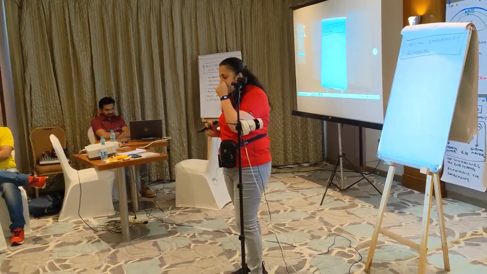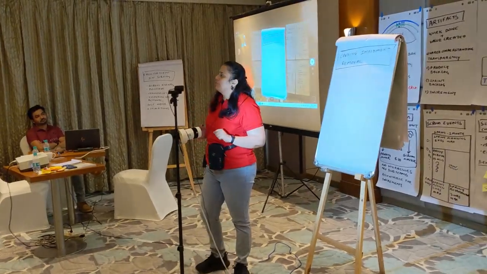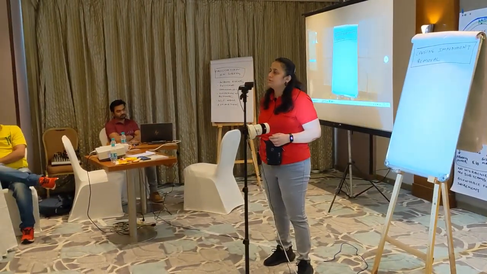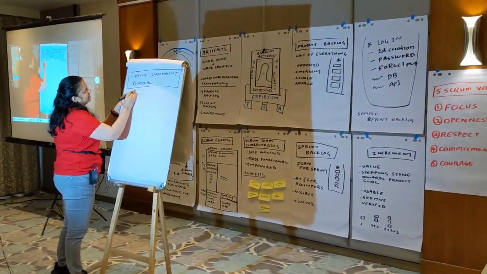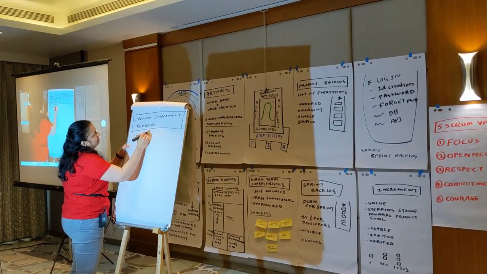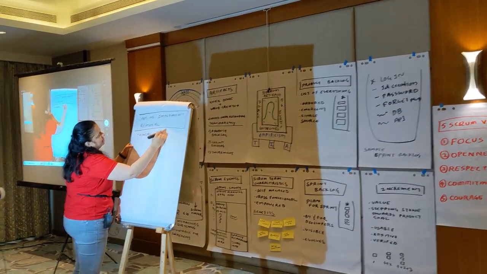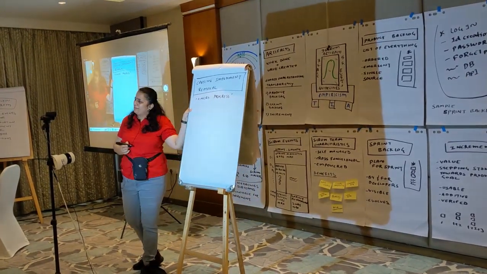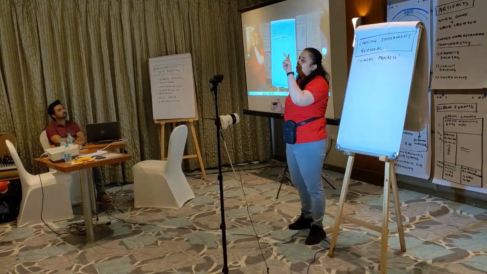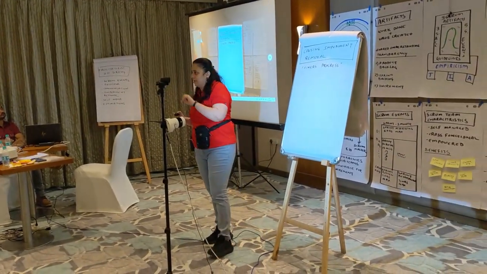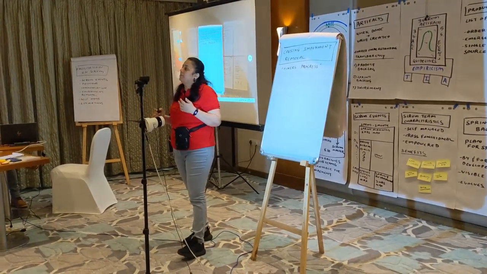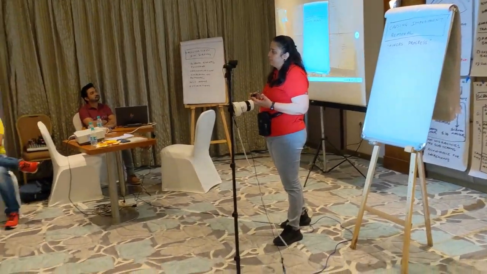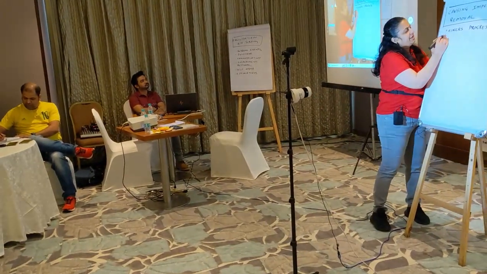So let us first understand what an impediment is. What is impediment in English? Problem, something which hinders your progress. Anything which hinders your progress. Usually in my practice, I have seen two types of impediments. Some are impediments which are internal to the Scrum team. So these are called internal.